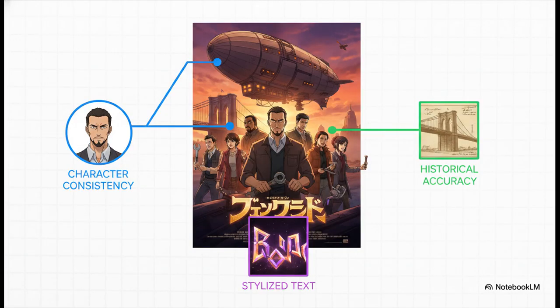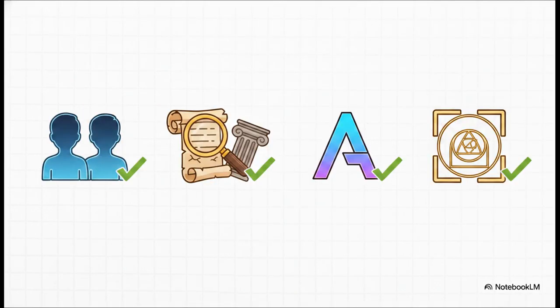A completely convincing, professional-looking movie poster. Look at that. The characters are a perfect match for their original portraits. The text is sharp, it's stylized, and the background details, like the bridge being built, are historically accurate for the 1870s. So let's just run through the checklist, shall we? Character consistency, check. Historical accuracy, check. Legible, stylized text, you betcha, check. And a precise composition that looks like a real poster, absolutely, check. It pulled everything together flawlessly.